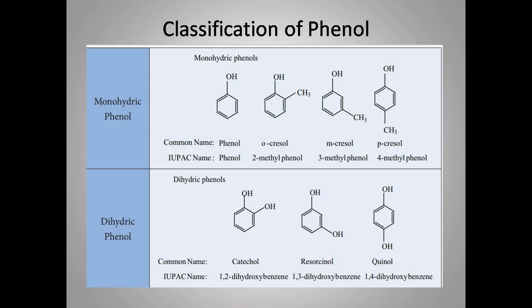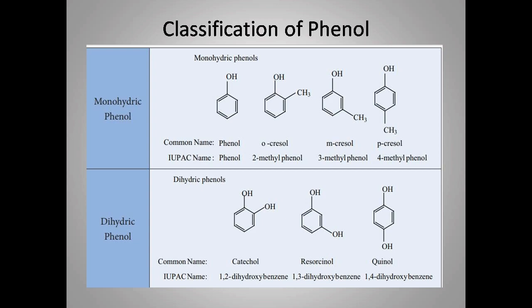Next, classification of phenol. Monohydric phenol contains only one OH. See the first one, phenol, it contains only one OH. Common name phenol, IUPAC name also phenol. The second one, orthocresol: the second carbon contains methyl, so the IUPAC name is 2-methyl phenol. Metacresol means the meta position contains methyl, so that is the third carbon, 3-methyl phenol. Paracresol, the para position contains methyl. If you put the number, we get the 4th carbon as methyl, so 4-methyl phenol.